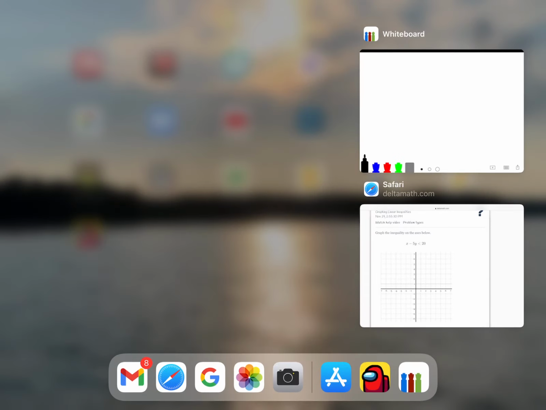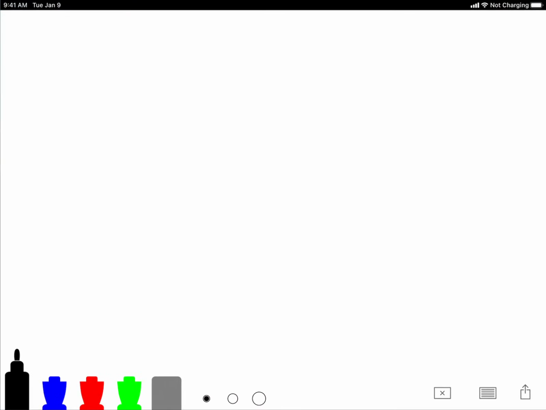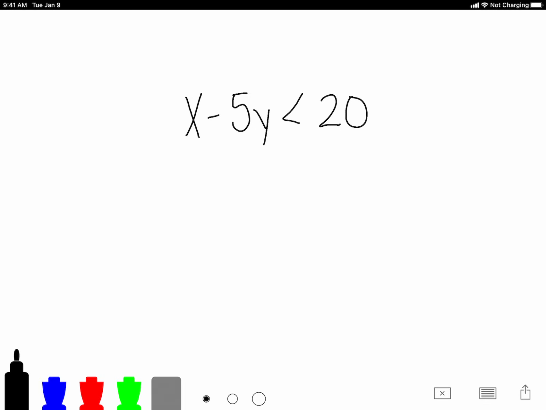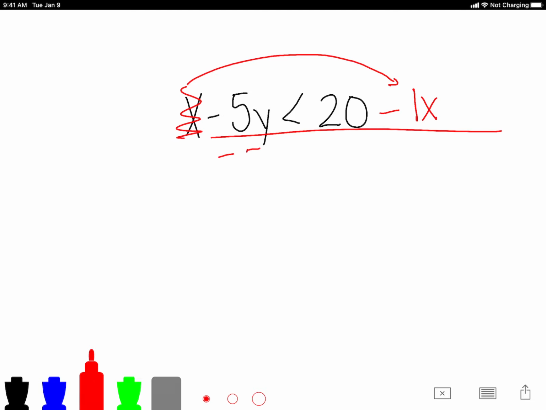My equation, remember, was x minus 5y is less than 20. On your paper where you're doing your work, you got to write that down. And now we're ready to solve by moving the x term. So we're going to say minus 1x. Divide everything by -5. So y, because I'm dividing by negative, I almost forgot, I need to flip that inequality symbol. Okay, so I need to make sure I remember to flip that inequality symbol.